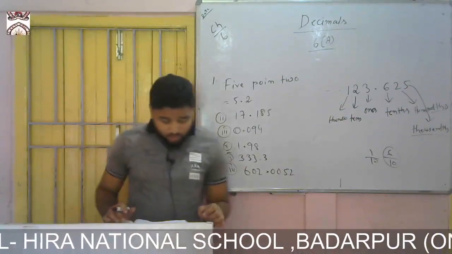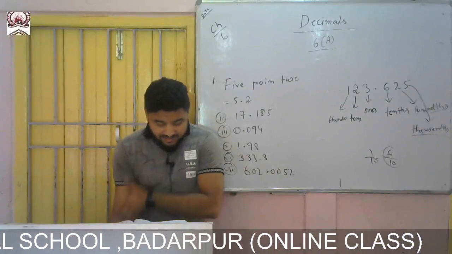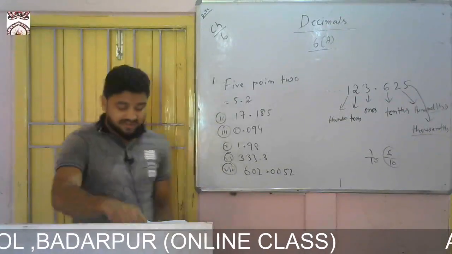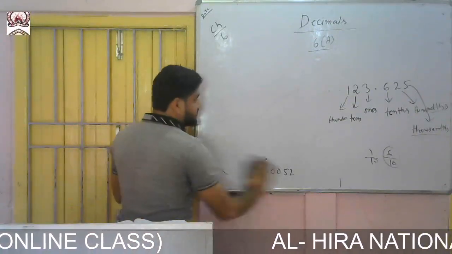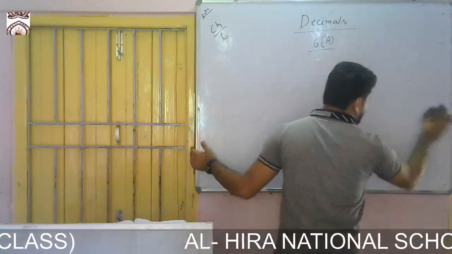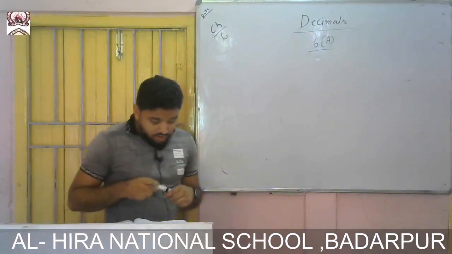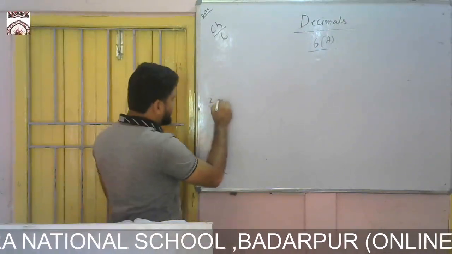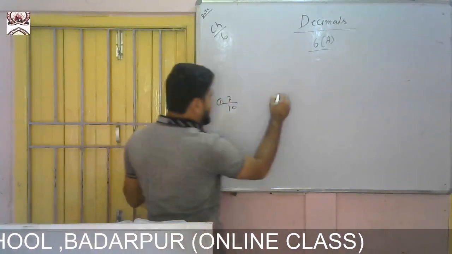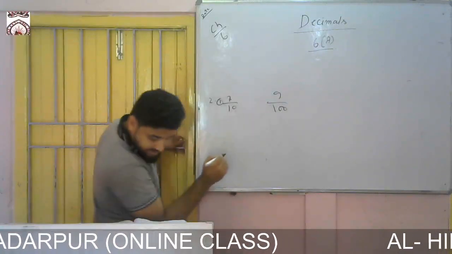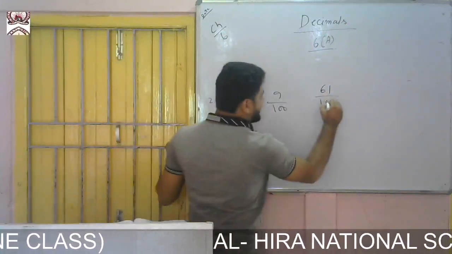So now come to question number 2. Write decimal numbers for each of the following. That means you have to write the decimal numbers for each of the following. So see, question number 1 is 7 by 10. Then 9 by 100. Then 61 by 100. So how to write with a decimal point?